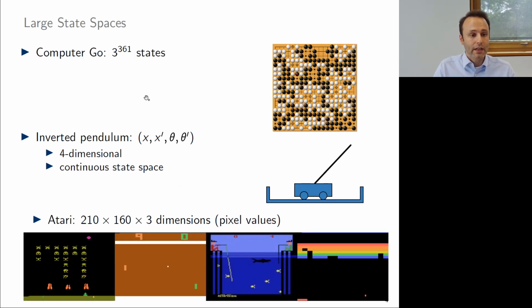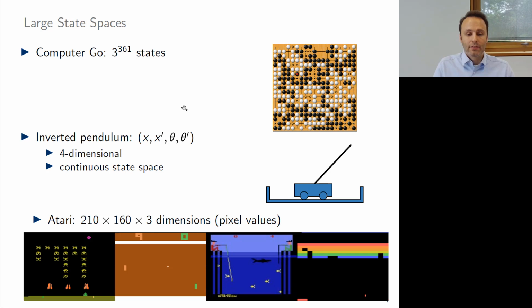To see how quickly this becomes complex, take a look at this game of Go, where we have 361 intersections, and each of the intersections can have one of three states. It can be either empty, there could be a black stone on it, or a white stone. So you need to keep track of all of those different states.